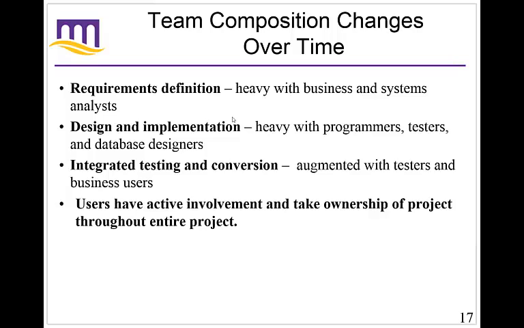But then after you design and start implementing, you need someone to test it. Well, this is where you need people called testers and even the business users themselves. So users have a very active involvement and should take ownership of a project throughout the entirety of it. If they don't, you're going to end up getting something that they don't want, right? Because they weren't involved. And this is another reason why this can be a very difficult process, that the people who are involved with a systems development project change over time.